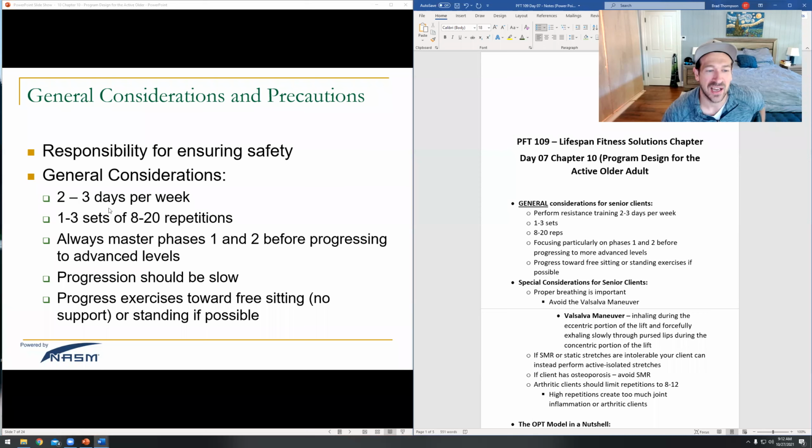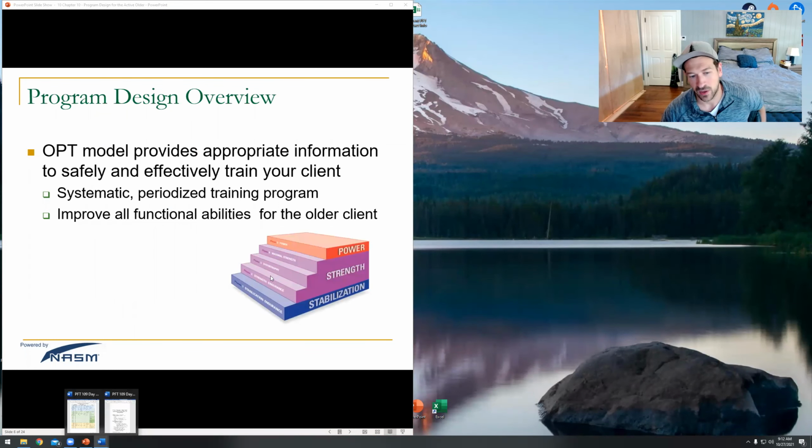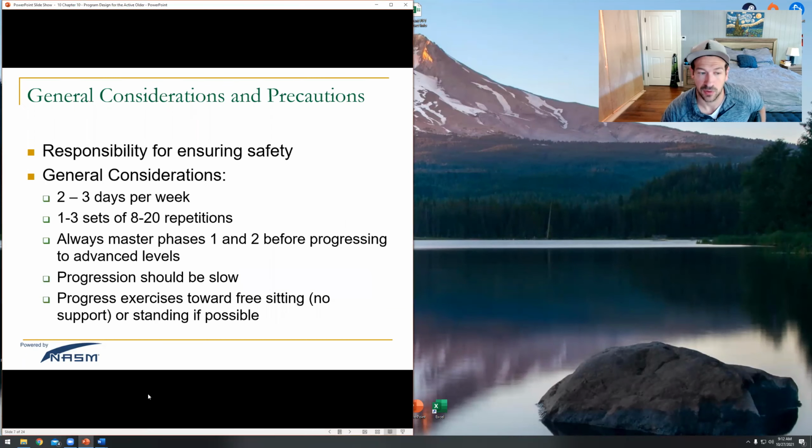All right, so for seniors, like I said, it's going to be about 1 to 3 sets, about 8 to 20 repetitions. So you'll notice we're going about as low as 8 here. We're not really going any lower than that. That means we're not even getting into the bottom ranges of hypertrophy. If we look at the OPT model, we're probably going somewhere just between phase 2 and phase 3 for the most part.